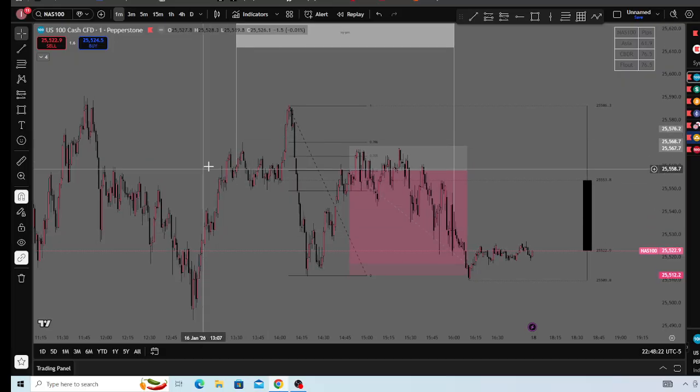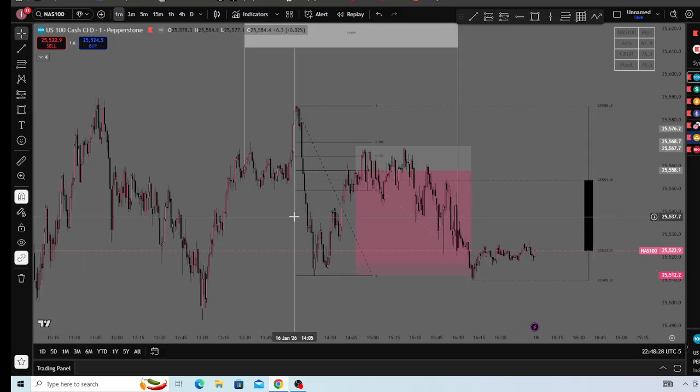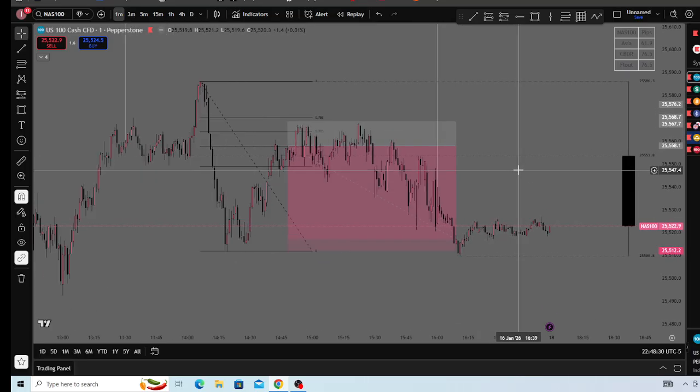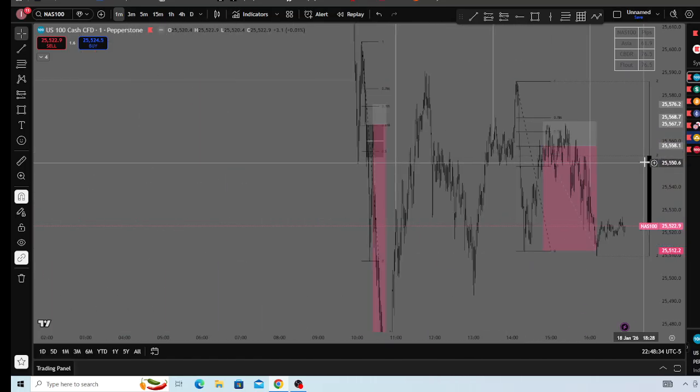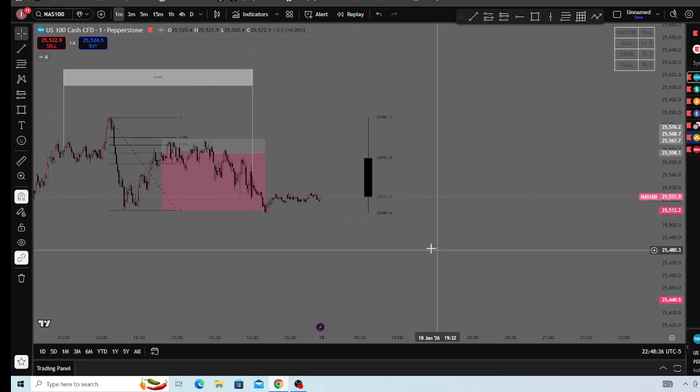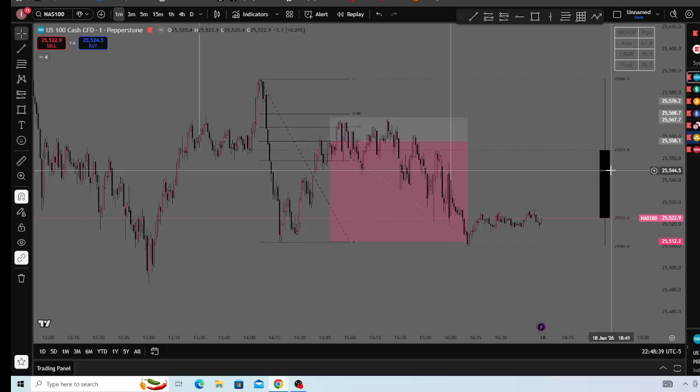And just because we see this consolidation, we see this breakout, we see breaker structure. I mean, it's an ugly setup, but it's a good setup. And that's basically my trade recap for the day.